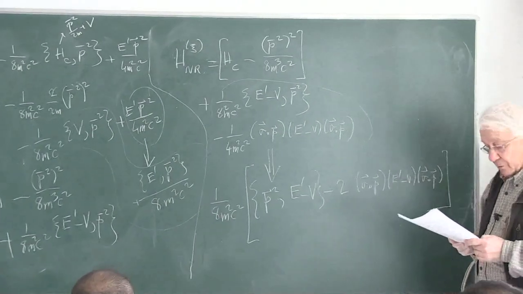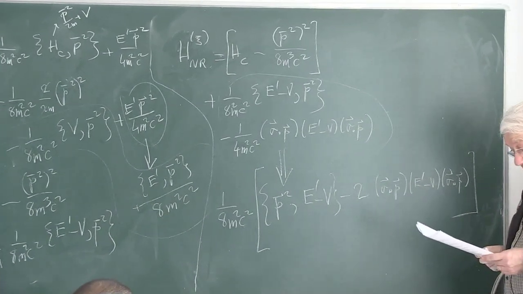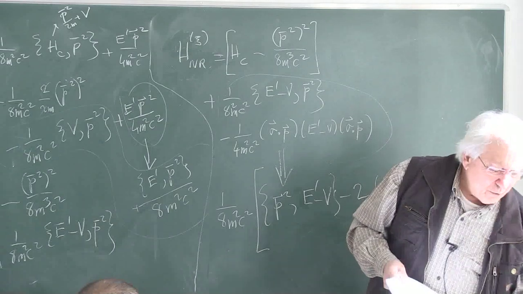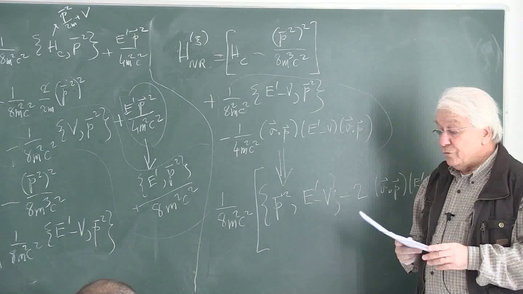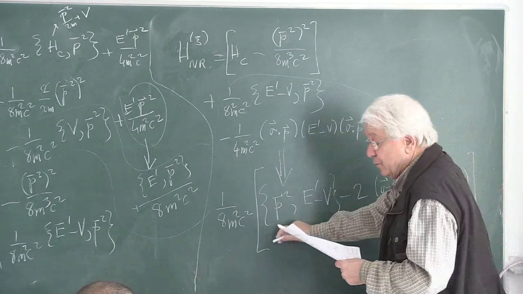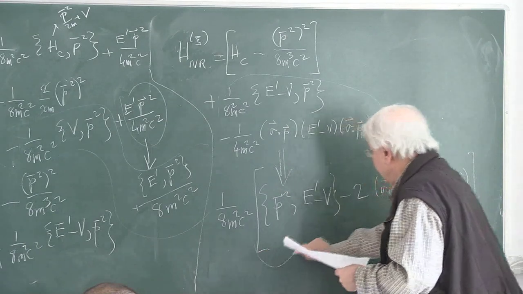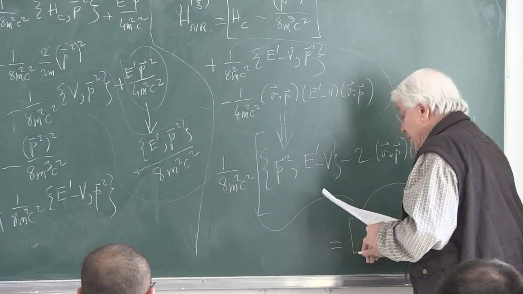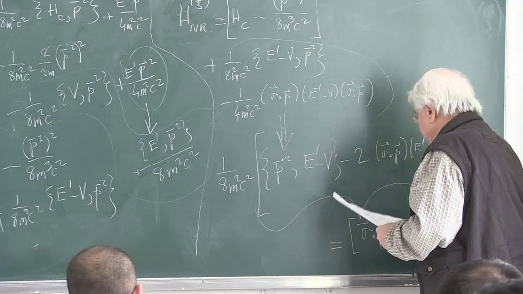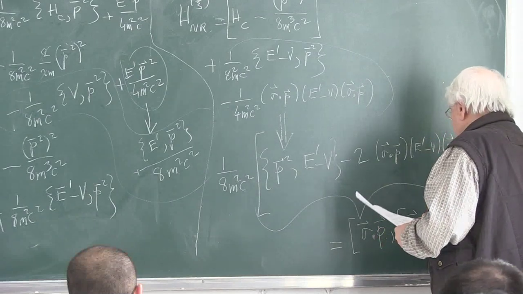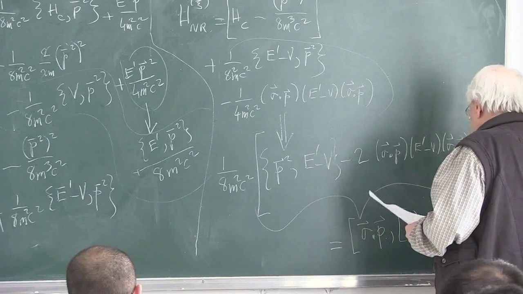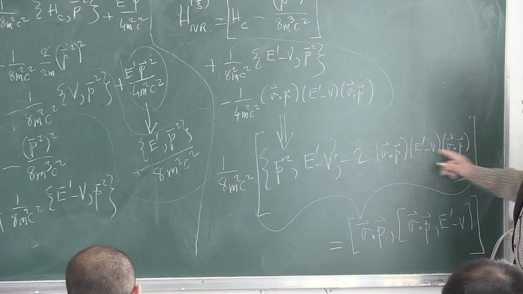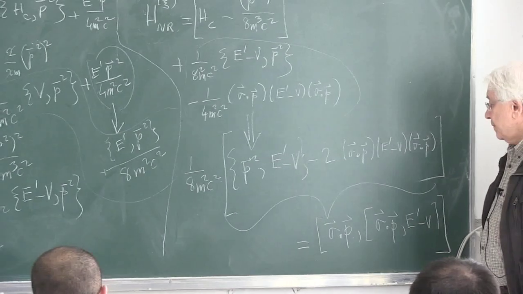So I invite you to prove the following identity to convert this into the following form. Instead of deriving it on the board, I will give you the result, and I will ask you to demonstrate this. Please prove that this one is equal to sigma dot p, double commutator, sigma dot p, E prime minus V. Prove.